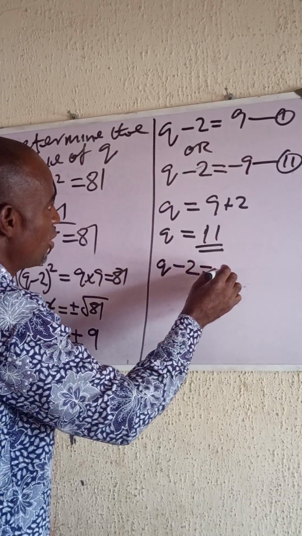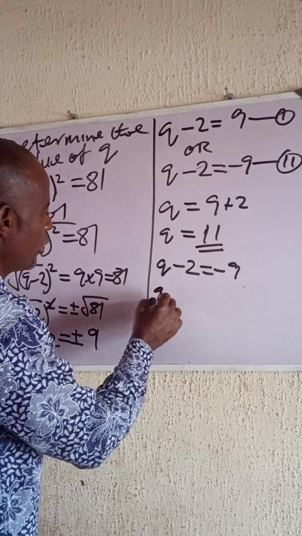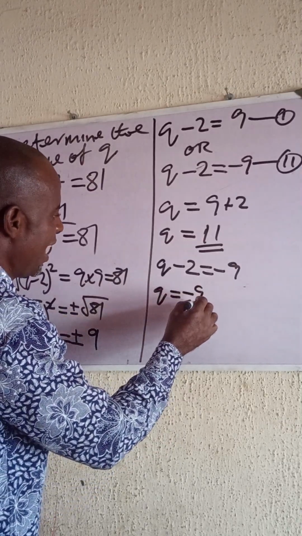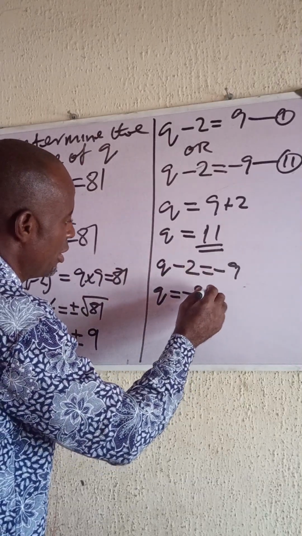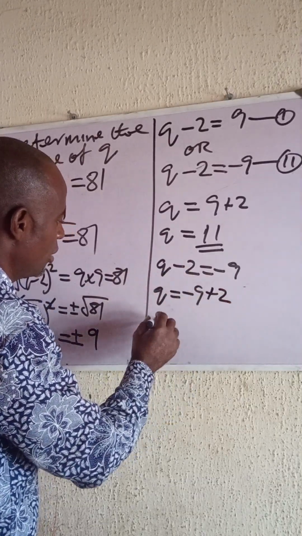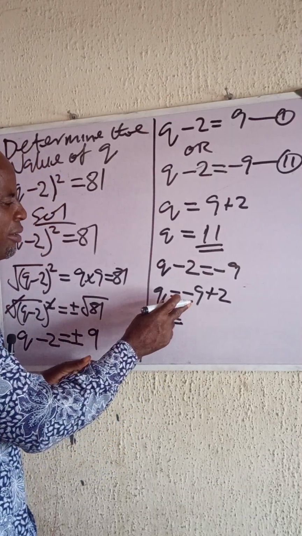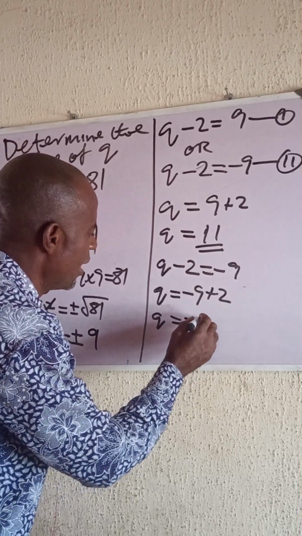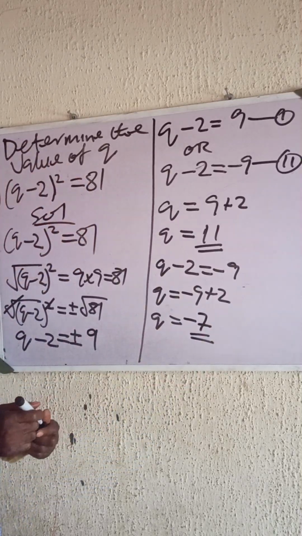equal to minus 9. Then when we collect like terms, we have q is equal to minus 9, then this minus 2, crossing the sign of equality, the sign changes to plus 2. Then q is equal to minus 9 plus 2, which will give you minus 7. This is the second value of q.